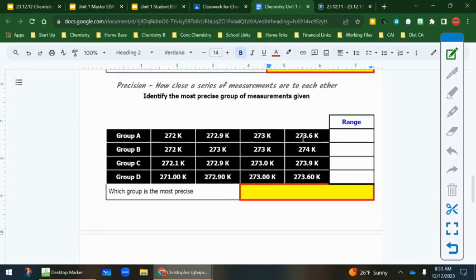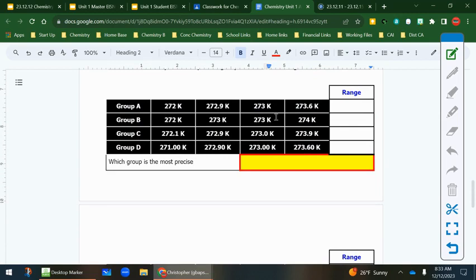Okay? And then here, ladies and gentlemen, now I'm asking you to find the range of these four measurements. In other words, take the high, take the low, subtract them. Find the range. That's what we were doing earlier. What is the difference between the high and the low? Put it here, here, and here. And then tell me which of the groups, A, B, C, or D, is the most precise. Okay? All right, ladies and gentlemen. Go to work. If you have questions, you can ask. Call me over. I will give you a hand if you need it.